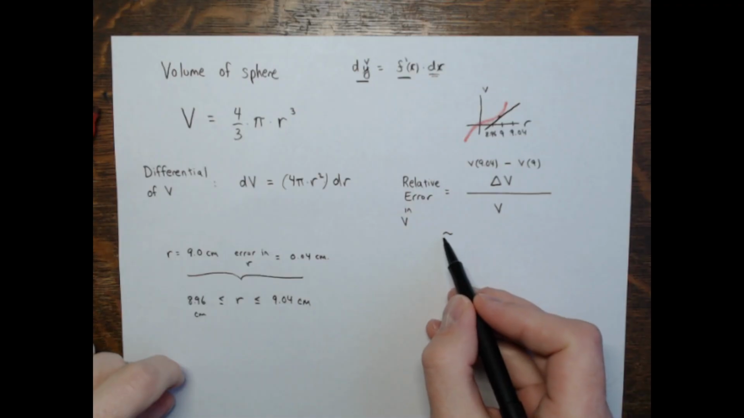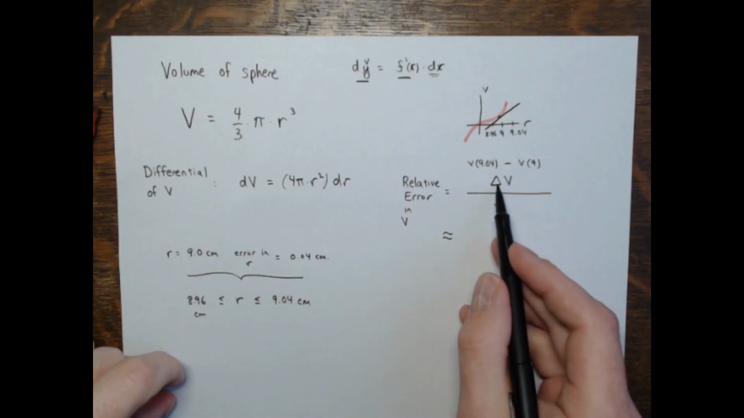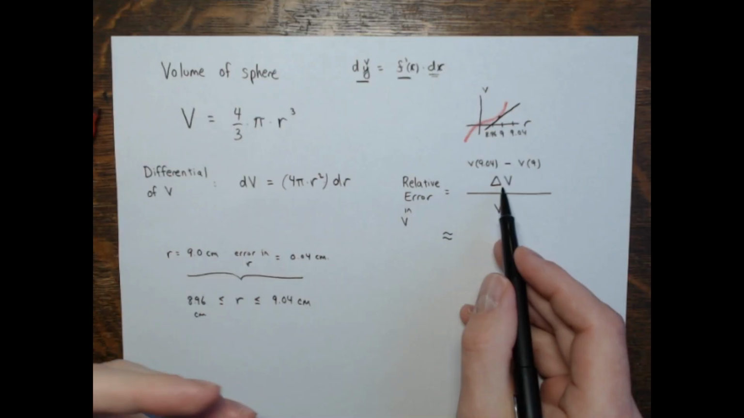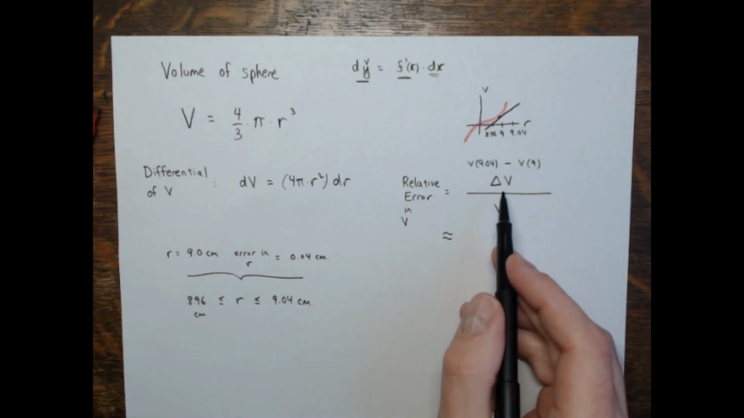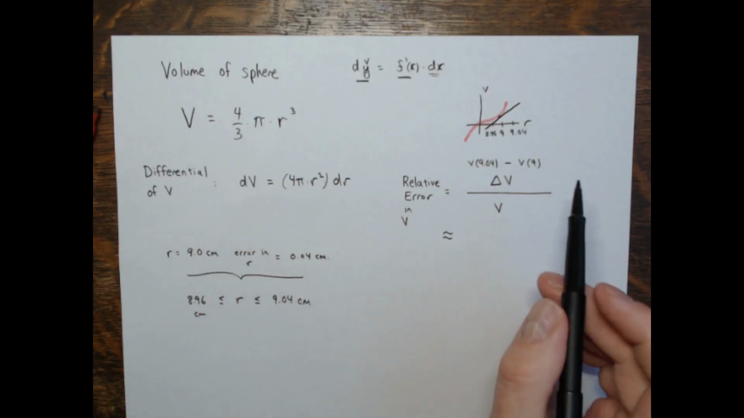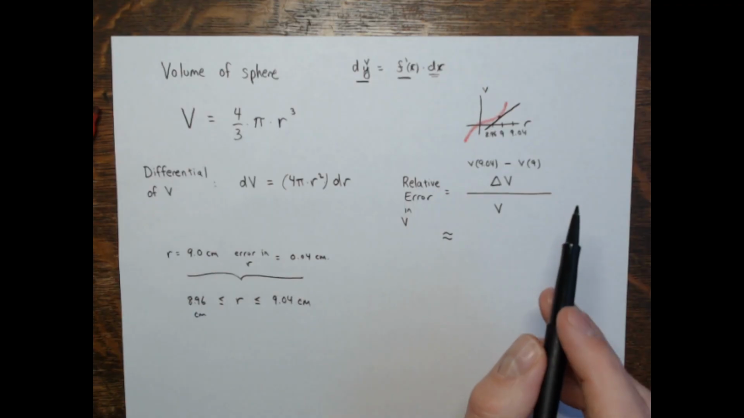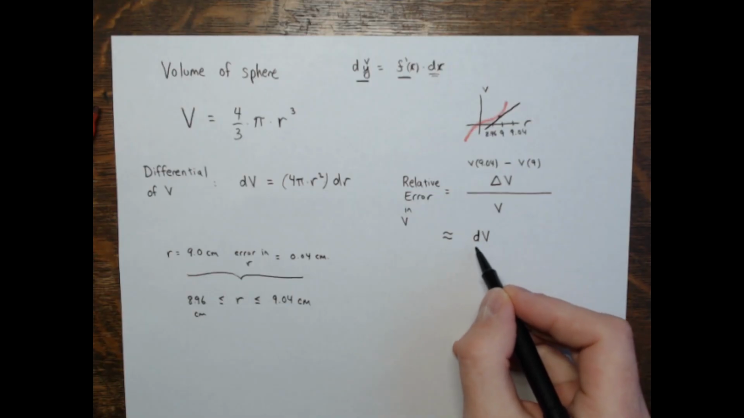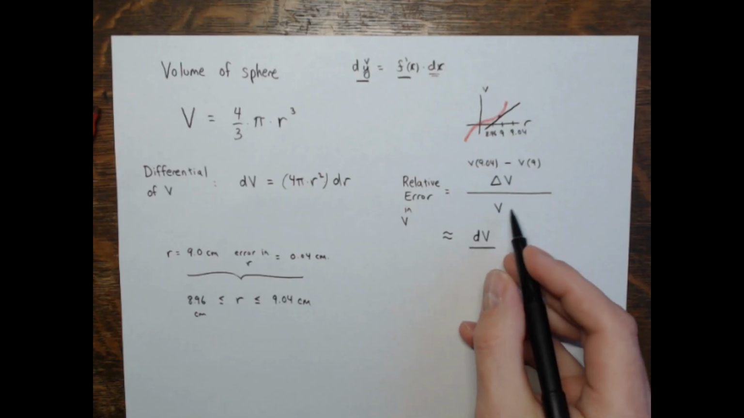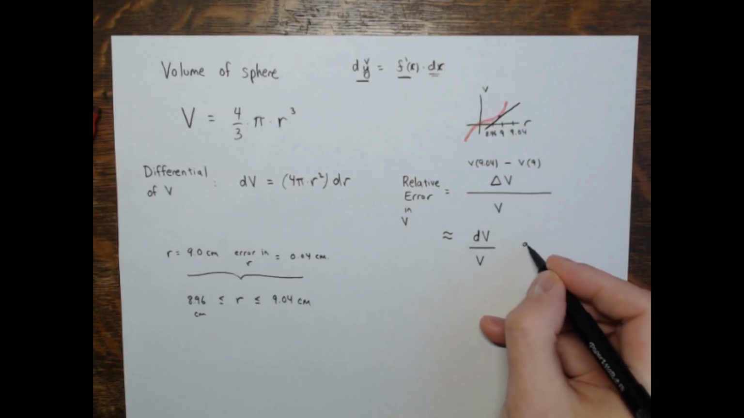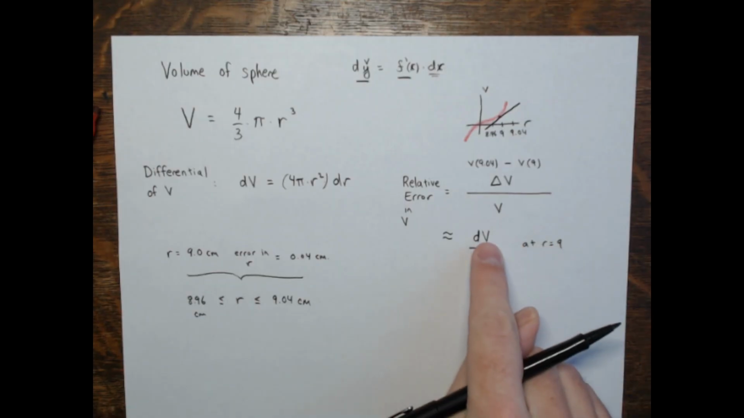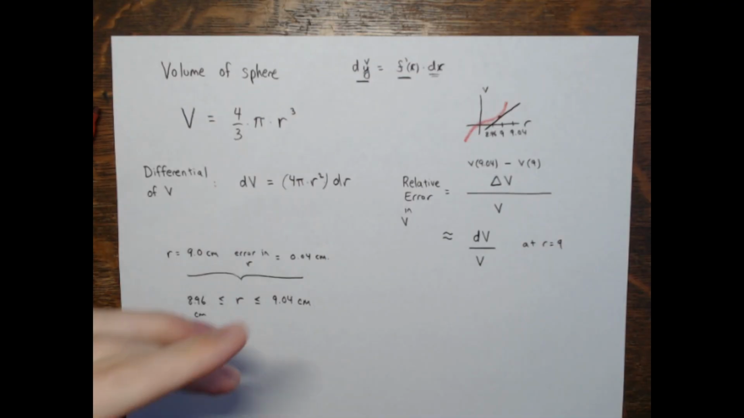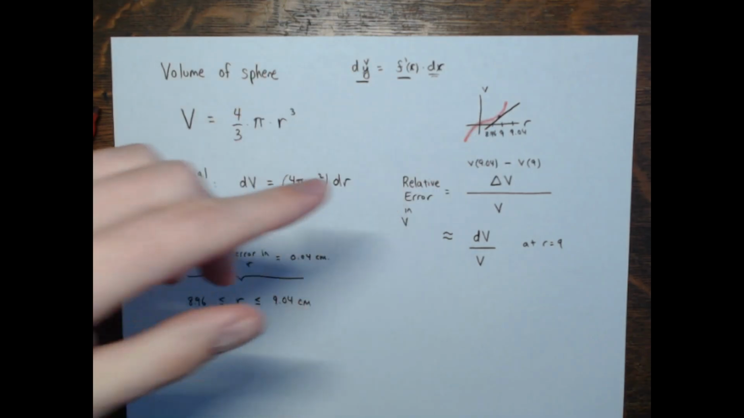But we're going to approximate this by, instead of actually calculating actual volumes and finding the actual change in volume between a 9 centimeter radius and a 9.04 or 8.96 centimeter radius, I'm going to approximate delta V with dV, and then divide by V, and this will be at r equals 9, right? Again, this dV is what the change in the tangent line would be, and we'd be taking our tangent line at r equals 9 here.